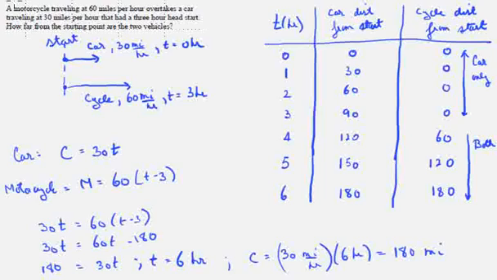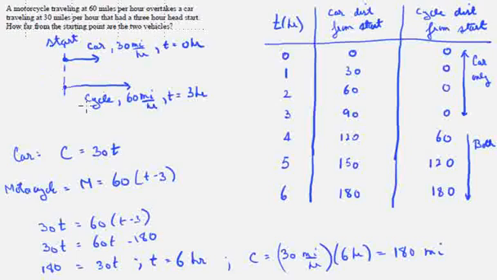A motorcycle traveling at 60 miles per hour overtakes a car traveling at 30 miles per hour that had a 3-hour head start. How far from the starting point are the two vehicles? The last sentence really means how far from the starting point are the two vehicles when they meet.